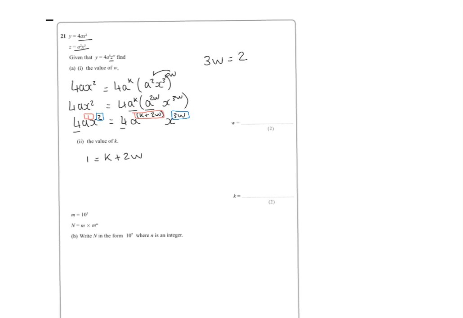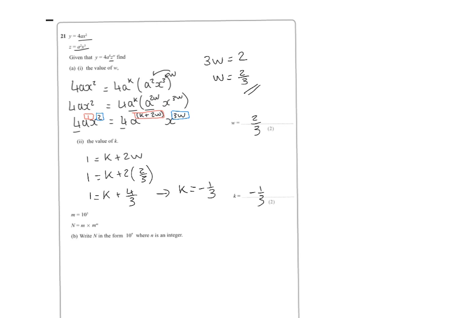So if we're comparing the two sides, we can see that the power of x have got to be the same for these two things to be equal. So in other words, w is going to equal 2/3 if we solve that equation. If we now solve the second equation that we've written, 1 equals k plus 2w, we now know that w is 2/3. So we get 1 equals k plus 4 over 3, and therefore k is 1 minus 4/3, which is minus 1/3. So our answer to that is minus 1/3.